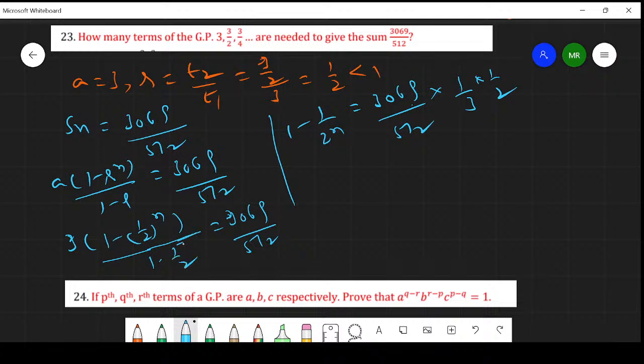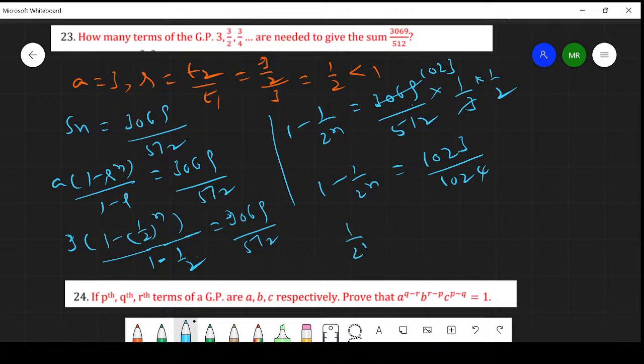So this will be 1 by 2, right? 1 minus r, you do cross multiplication. Then it will come here: 1023. 1 minus 1 by 2 power n equal to 1023 by 1024. This is 512 into 2. So transfer 1 to that side, you will get 1 by 2 power n.